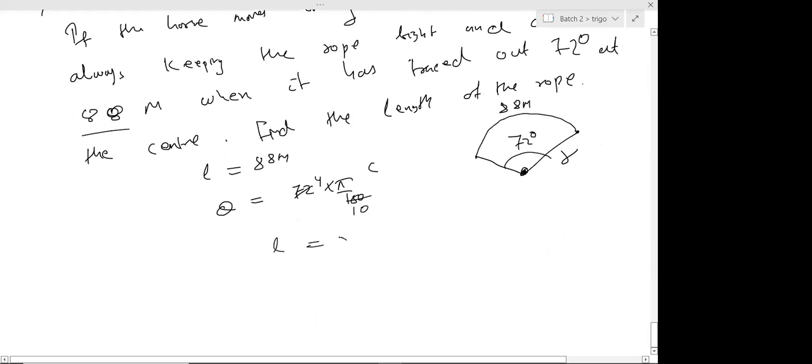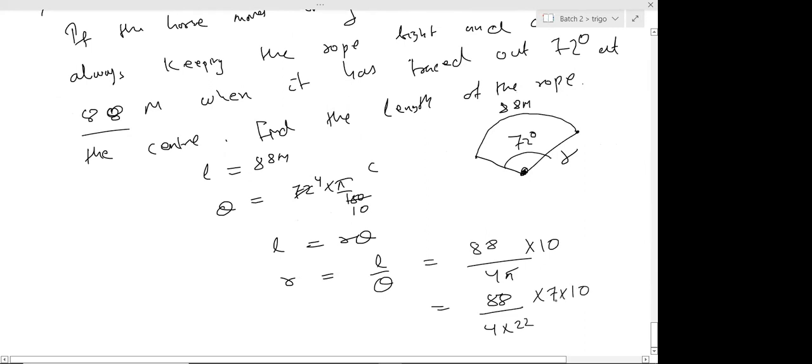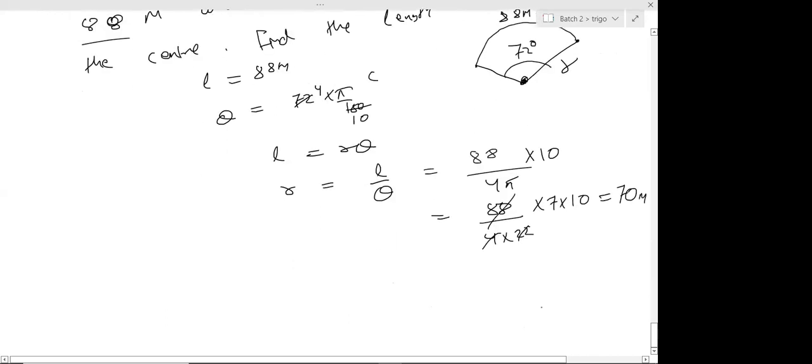We know L is R theta. So R will be equal to L upon theta. So this is 88 upon 4 pi into 10. The value of pi we can substitute as 22 by 7, so 88 upon 4 into 22 by 7 into 10. So this is 7 into 10. So this is cancelled. The answer is 70 meters. Is this clear, everyone?